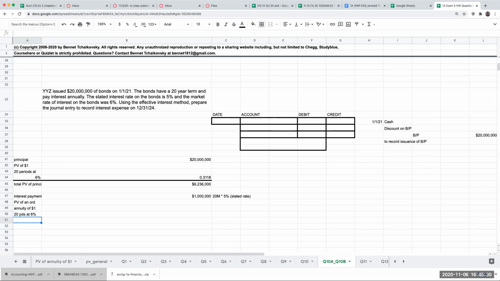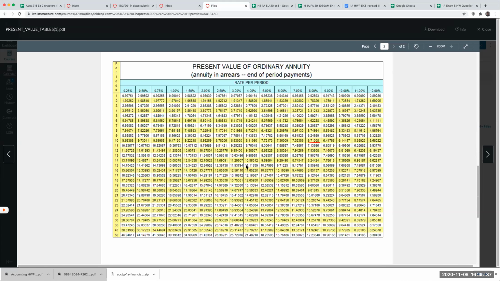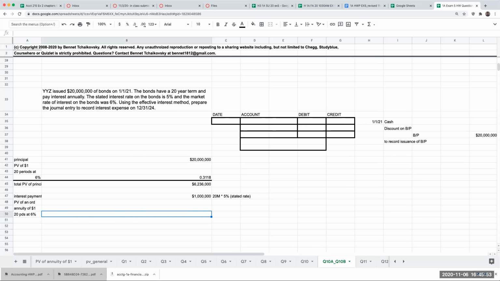If I use the market rate for one, I've got to use it for the other. So I come down to the present value of an ordinary annuity of a dollar. This is going to be 20 periods at 6%, and this is going to be 11.46992. So the total present value of the interest payments is going to be 1 million times this.